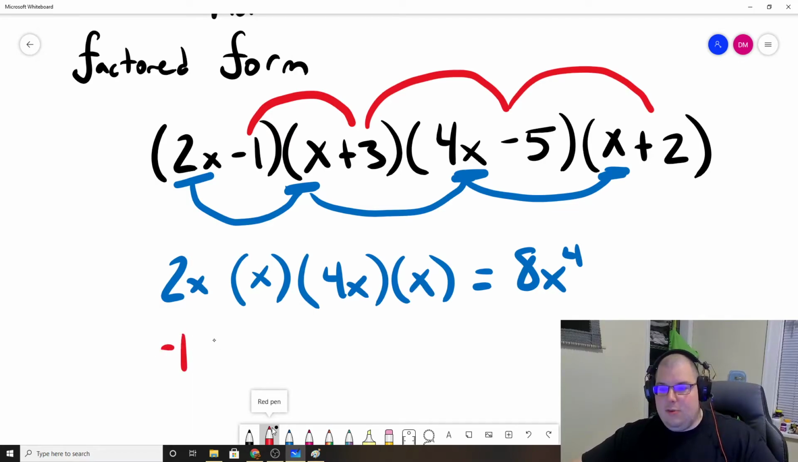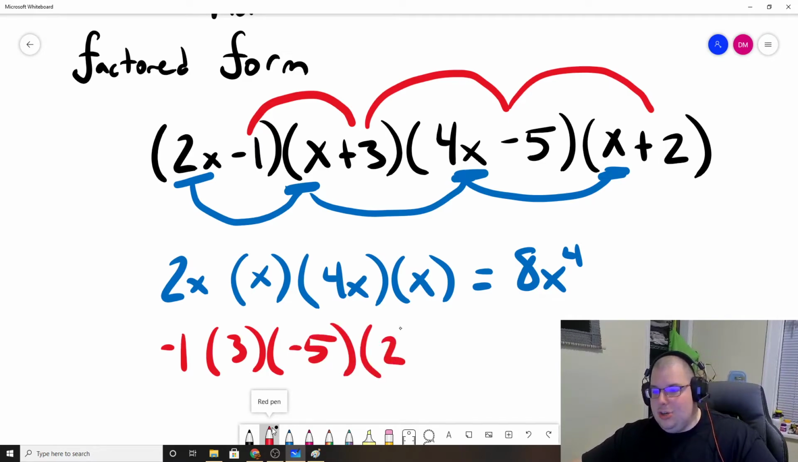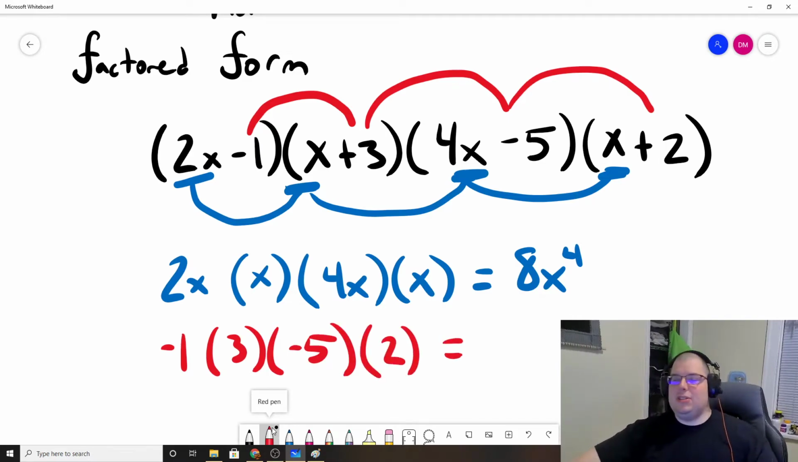So -1 times 3 times -5 times 2 is going to give us not the degree, but the constant term of this polynomial. So -1 times 3 is -3, times -5 is +15, times 2 is +30. And there you have it. You have the constant term of that polynomial.